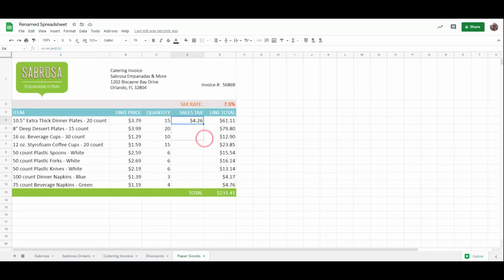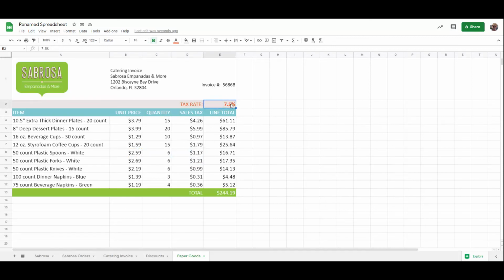So now I'm going to try the fill handle again, and this time we get a much more reasonable sales tax. We can see here now that actually the spoons would be $1.17. We see it's the unit price times the quantity times the tax rate of 7.5%.